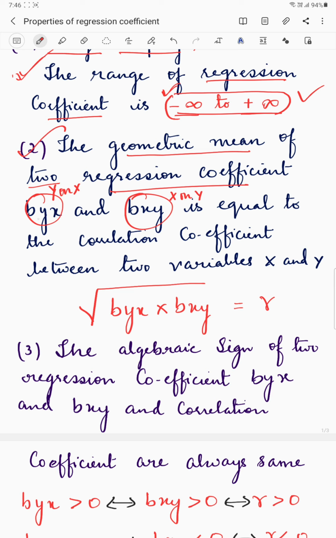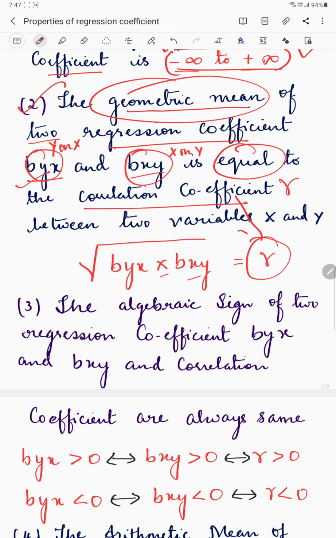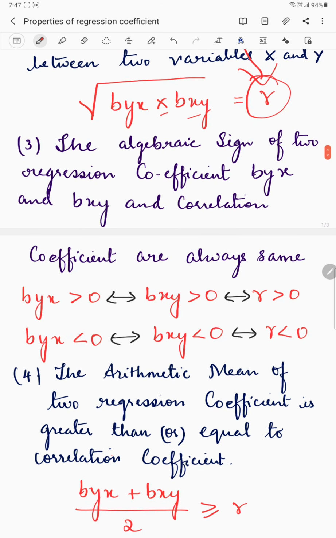So he says the square root of byx into bxy is equal to the correlation coefficient. You know correlation coefficient is r. So that is only given here, under root, that is the geometric mean, under root byx into bxy is equal to the correlation coefficient. Very simple, the second one also. Now the third one is even more simple.